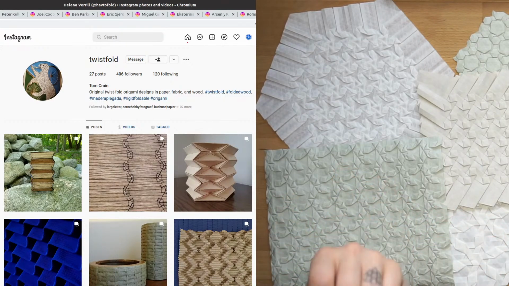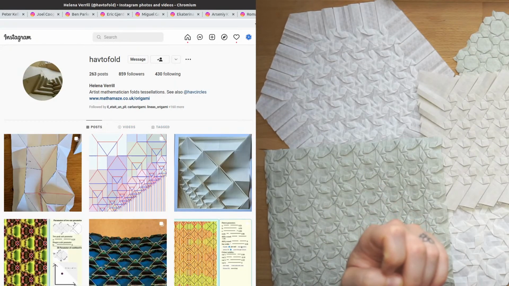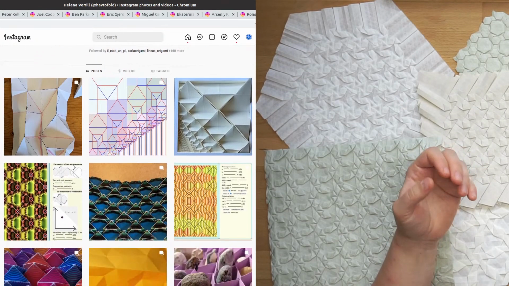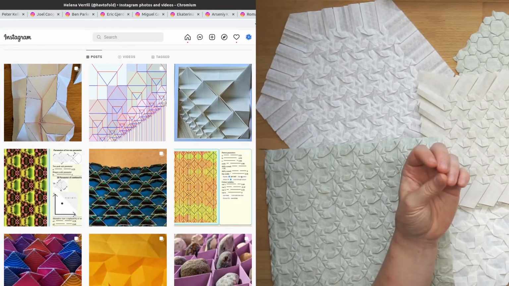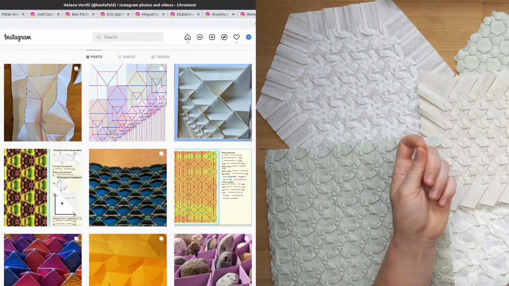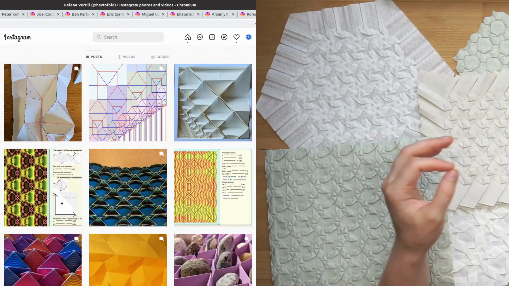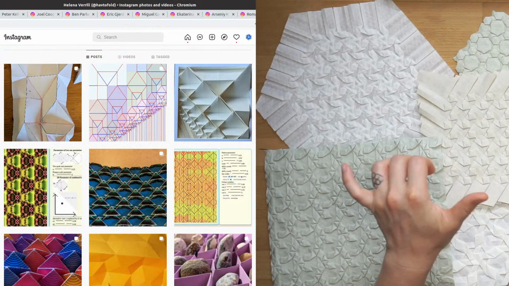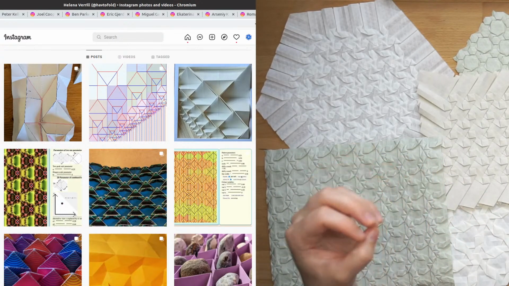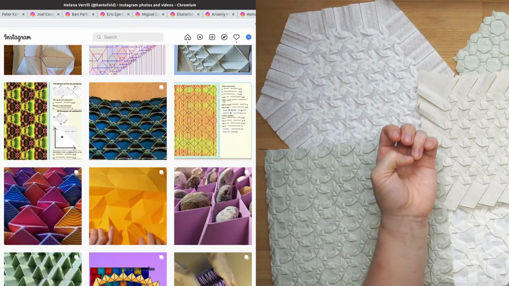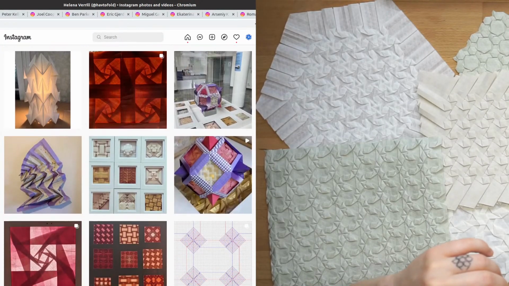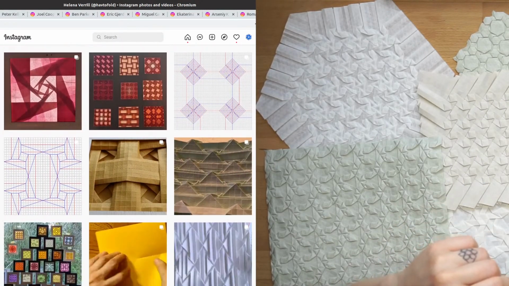And another subcategory of tessellations is the math-driven designs. So Helena Verrill is an excellent example of these math-driven designs. She often has parameterized sliders that you can play with on her website of how to make new variants of a parameter space that will create a new design. And she's another excellent person to follow, and always has interesting projects.